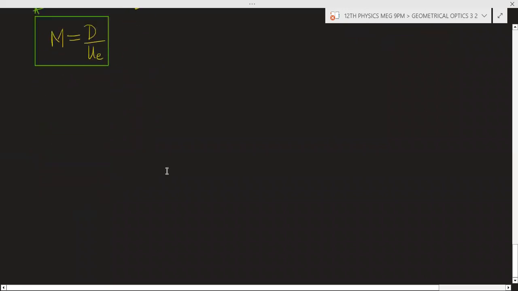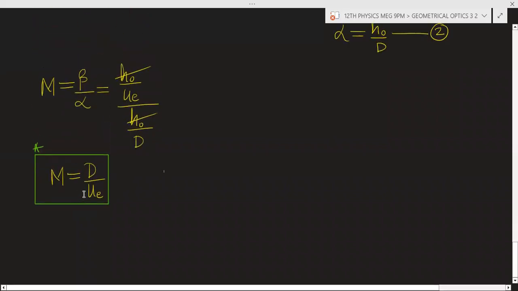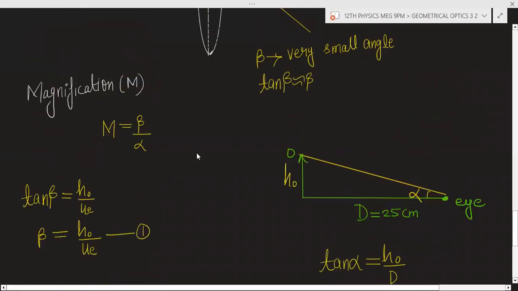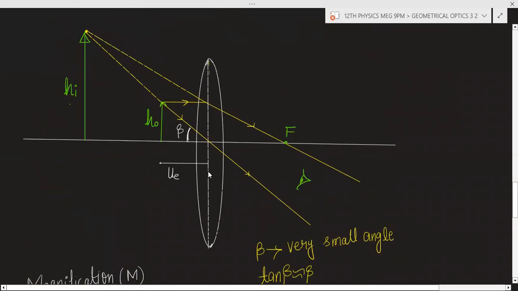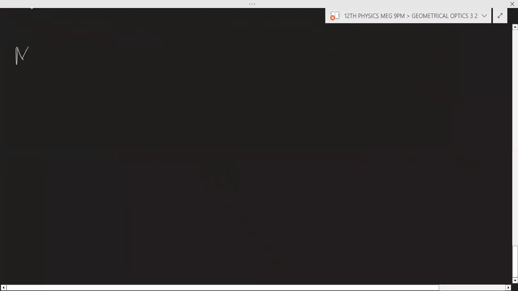Now we will talk about the maximum magnification of the simple microscope. For this simple microscope, what will be the maximum magnification?